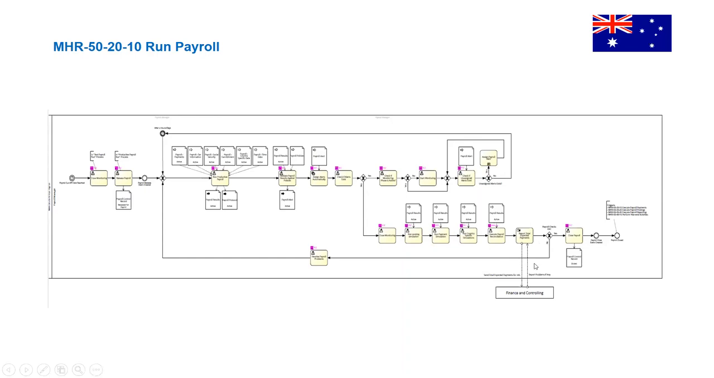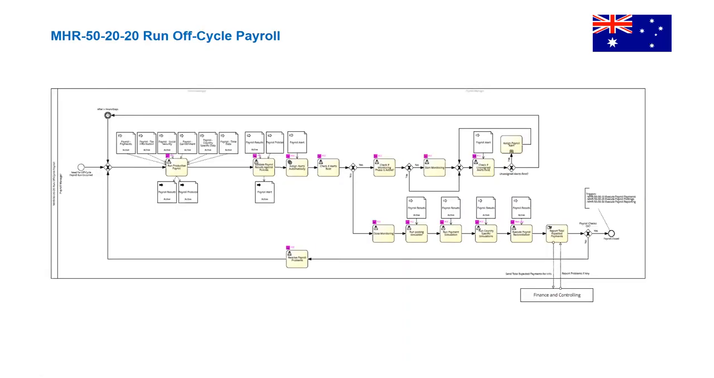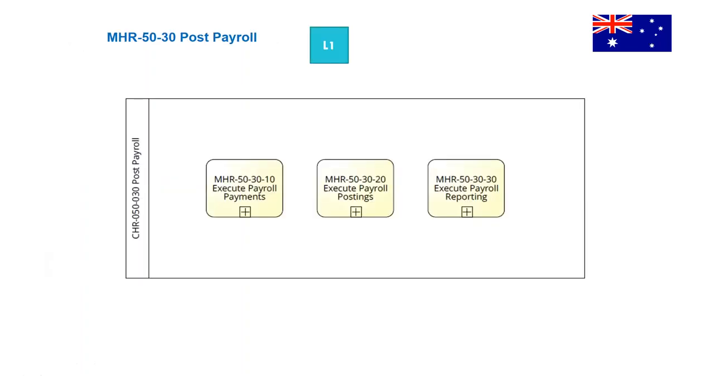This is the kind of back and forth that happens between your payroll and FICO. It is not only for EC payroll, but also on-premise. These activities also happen in your off-cycle and so on. Okay, next is the post payroll. As I was mentioning, what are the activities we do in posting the payroll? Basically, we execute the payroll payments. There are transactions for how to run the payroll, and all the payments happen.